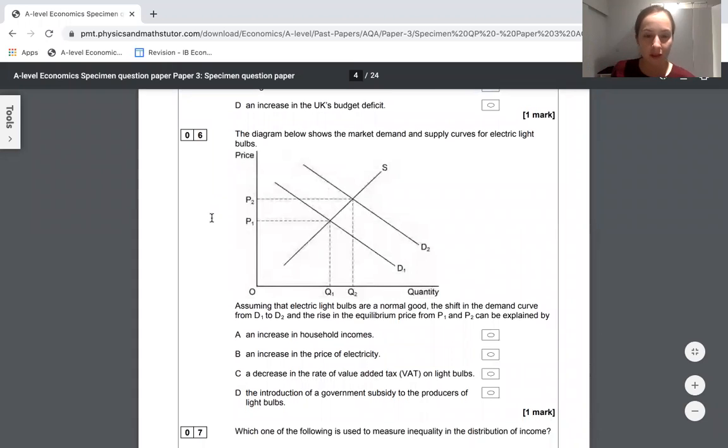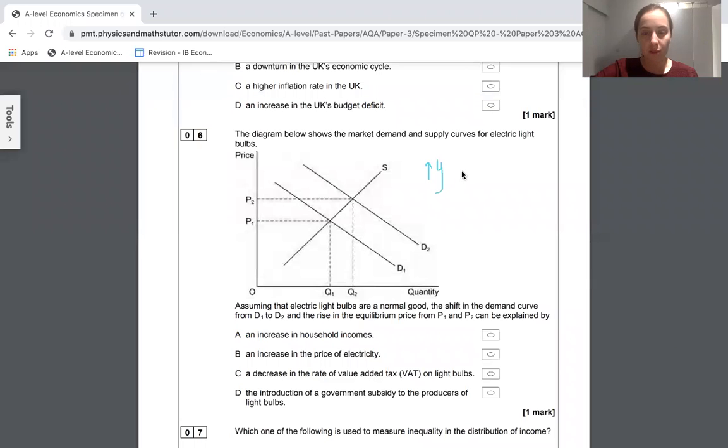Right, light bulbs. We're being told that they are a normal good. Normal goods, to refresh you on these, as your income increases, you want to demand more. So we've seen here that there's a shift right for these normal goods, these light bulbs. One of the reasons could be because there's increased income. And it's really convenient, here they've actually given that as a response. A is the answer.